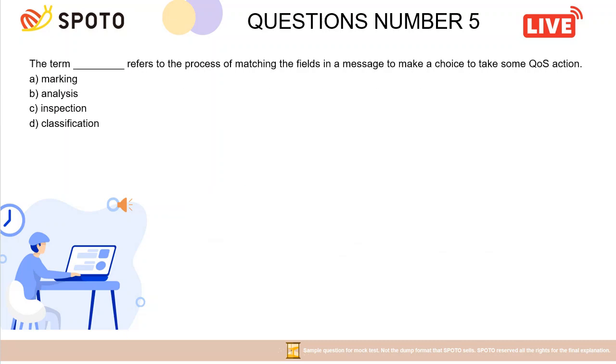Question 5. The term refers to the process of matching the fields in a message to make a choice to take some QoS action. A. Marking. B. Analysis. C. Inspection. D. Classification. You have 15 seconds to answer.